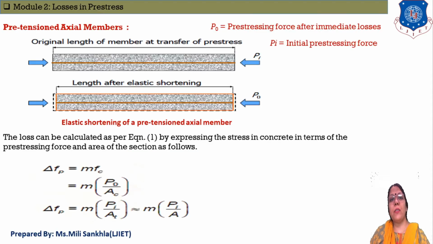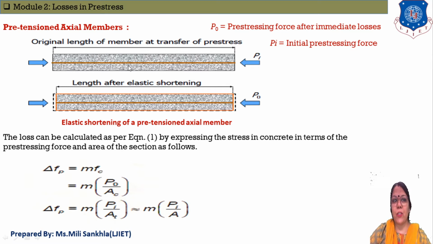In the previous session we discussed the losses of prestress due to elastic shortening. Now the subpart of this elastic shortening is the pre-tensioned axial member. Now we discuss the losses due to elastic shortening in an axial member. First of all, I take two images.